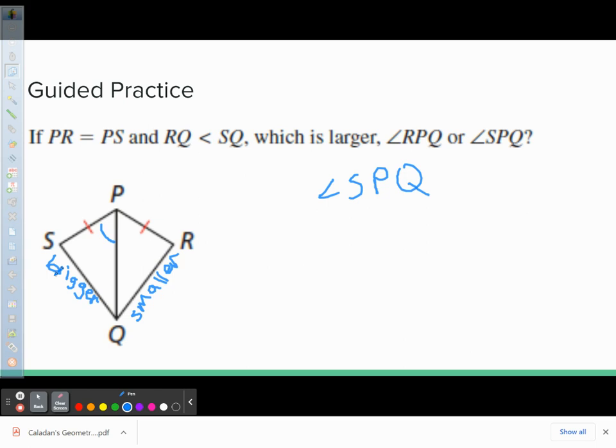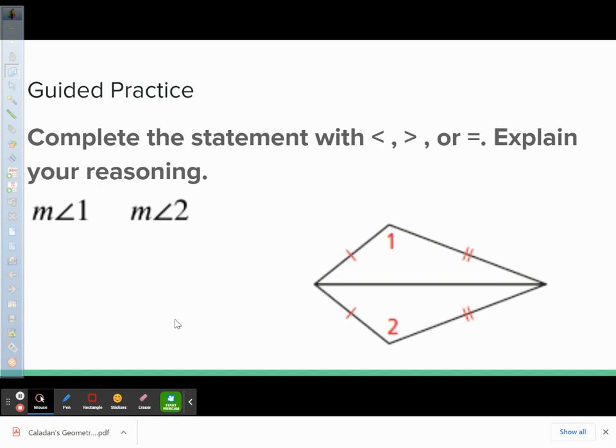All right, what questions do you have? Let's try another one. Complete the statement with less than, greater than, or equal to. Explain your reasoning. They want you to compare the measure of angle 1 to the measure of angle 2.